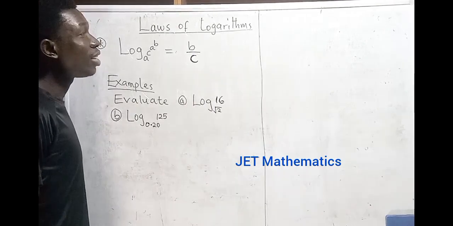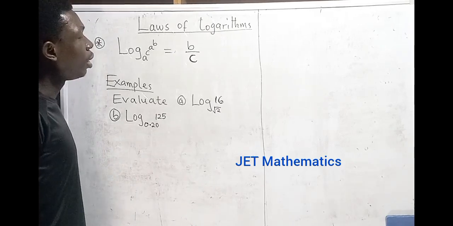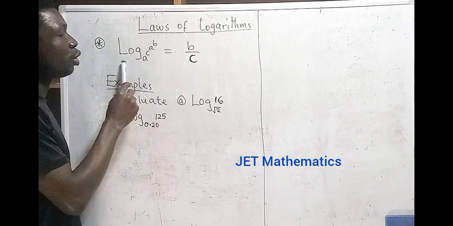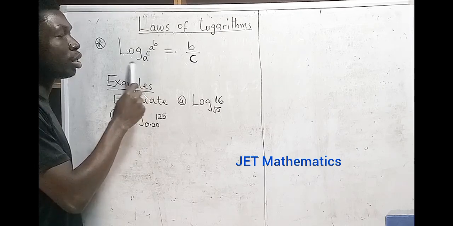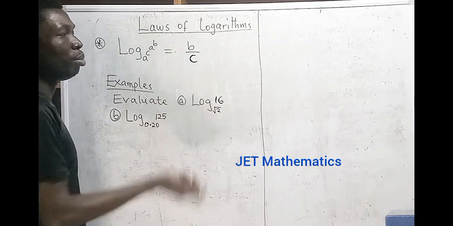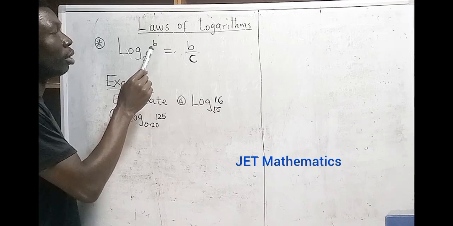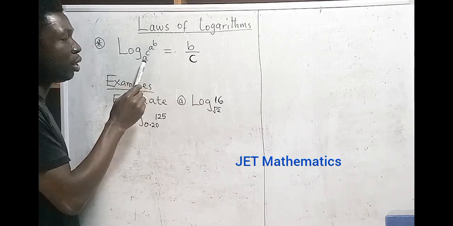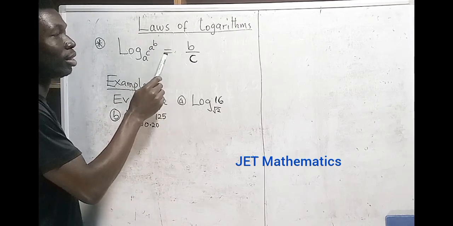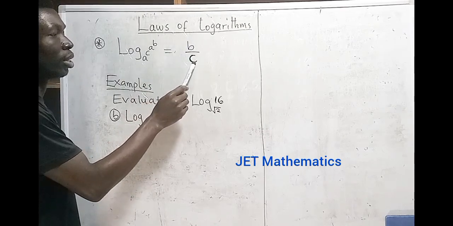We are still looking at the laws of indices, and in this video I'm looking at just one law. The law says that if we can write an expression in logarithm that looks like this, then the result becomes b over c. So if we have log of a raised to the power of b to base a raised to the power of c, then our result can be written as b over c.